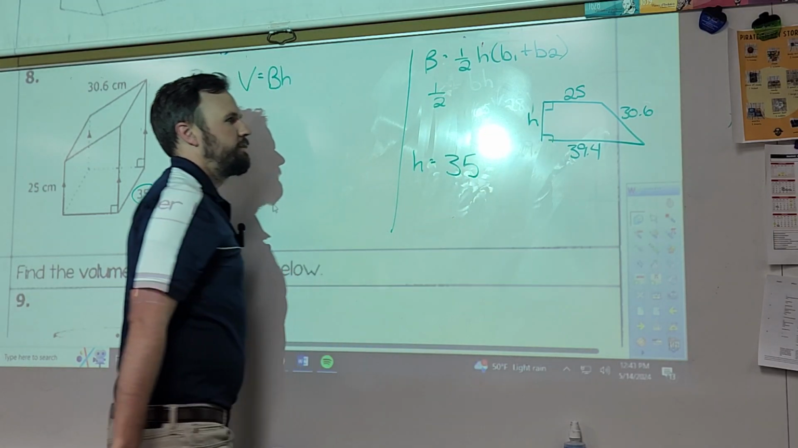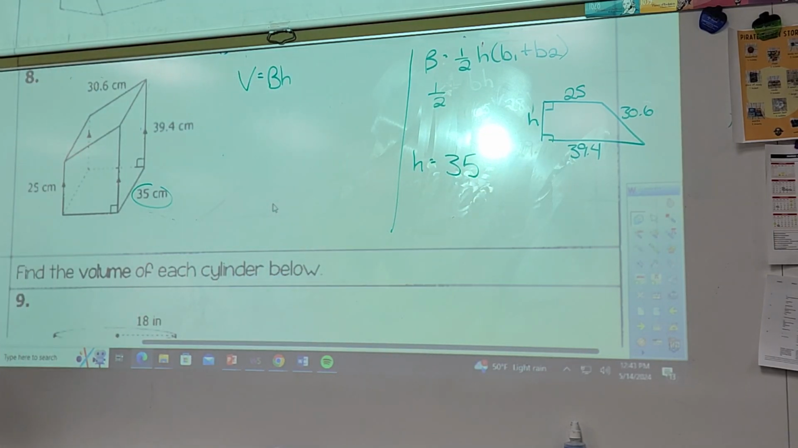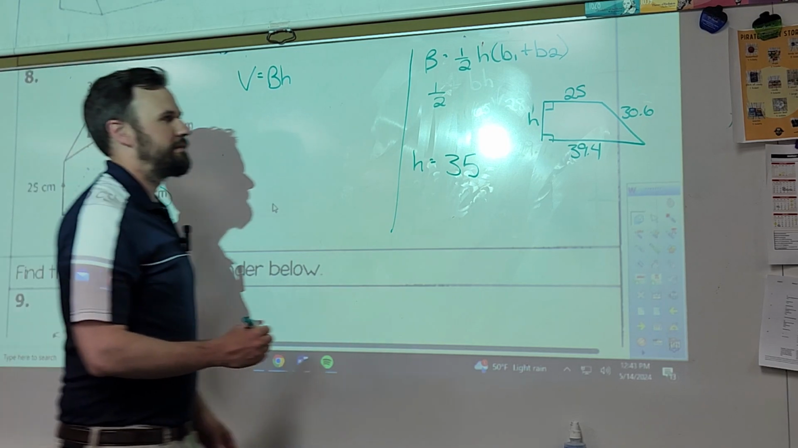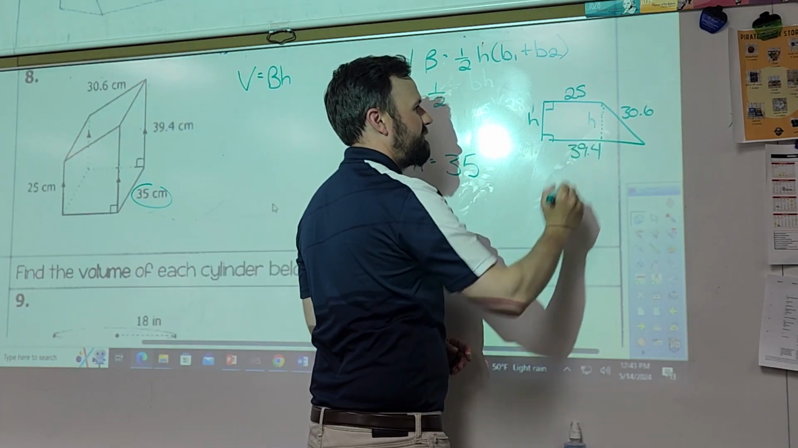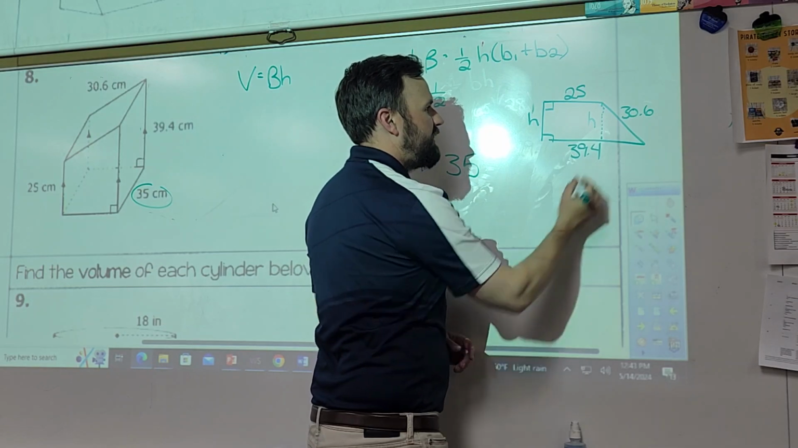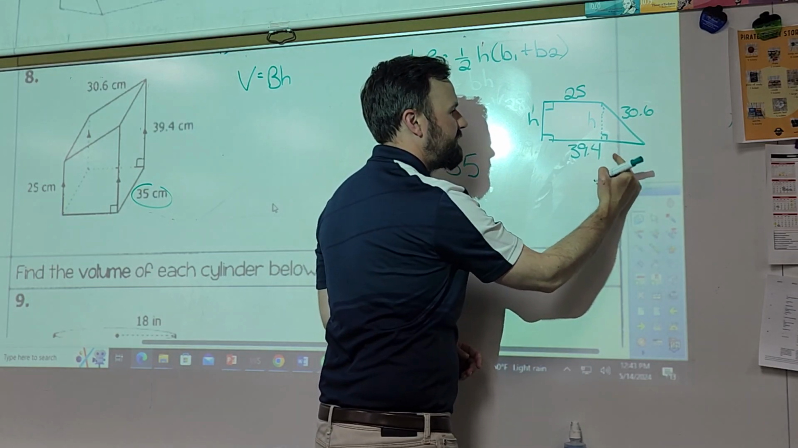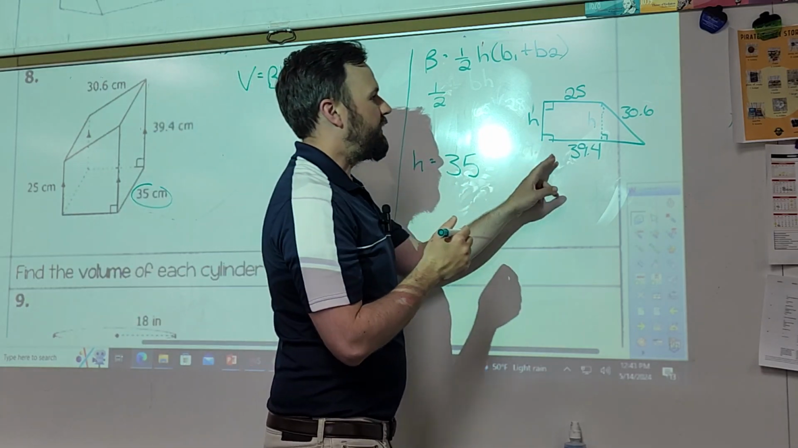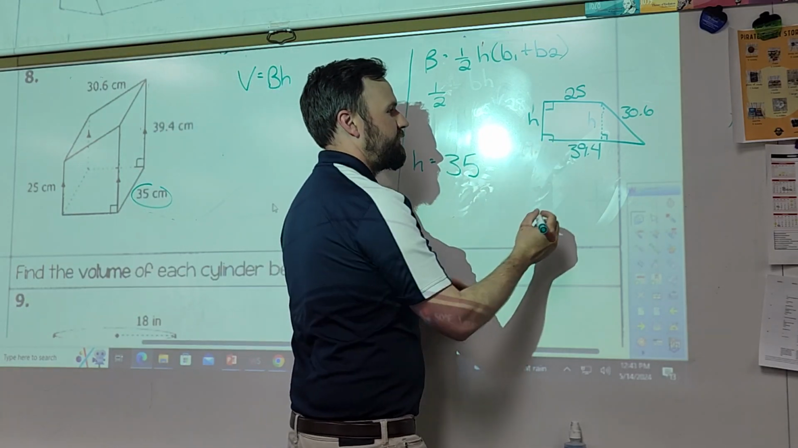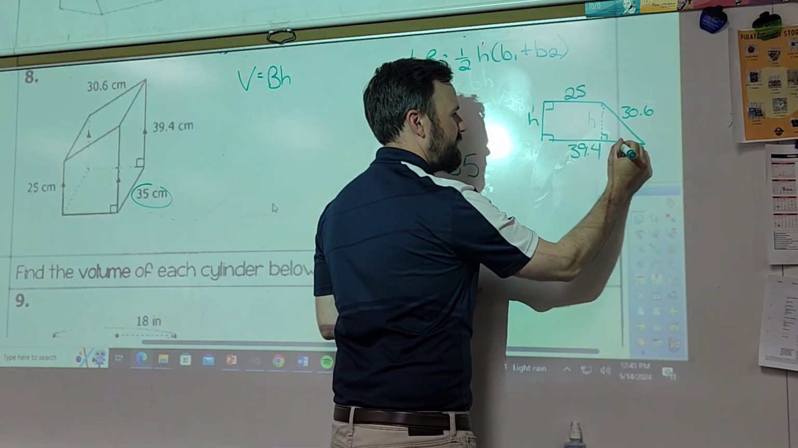Uh-oh. Do I know the height of that? No. I'm going to have to draw in an H right here. It's too bad I don't know this length right here because that'd be a right triangle. If I do 39.4 minus 25, what's that give me? 14.4.